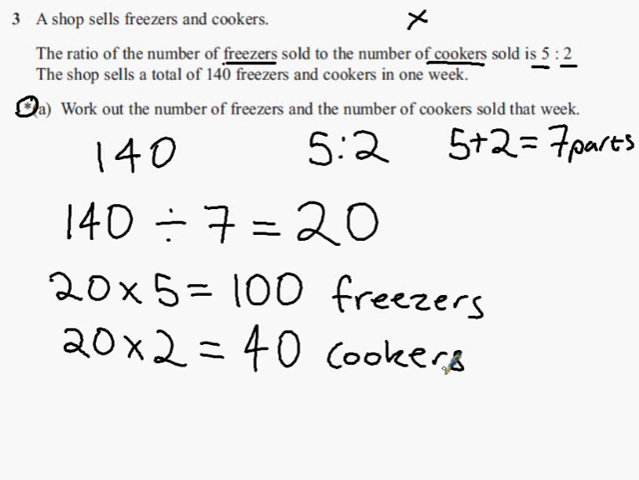A nice little check on these ratio problems is adding up the two numbers in your final answer, and that should equal the total that you started off with, your 140. And you can see 100 plus 40 is of course 140, so a nice little check, so that answer must be correct. Boom!